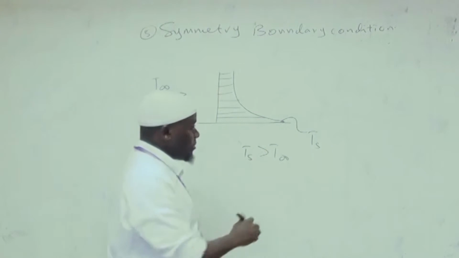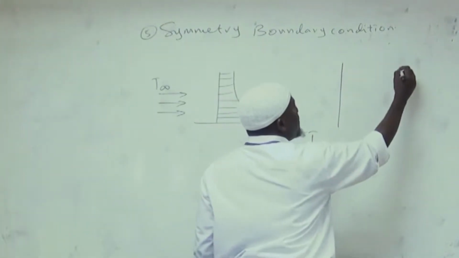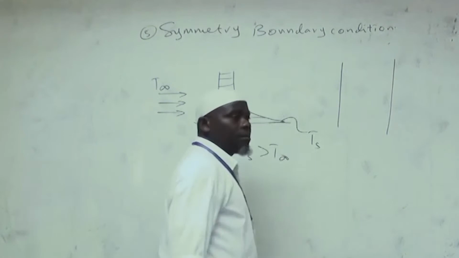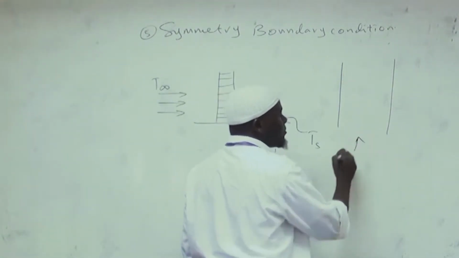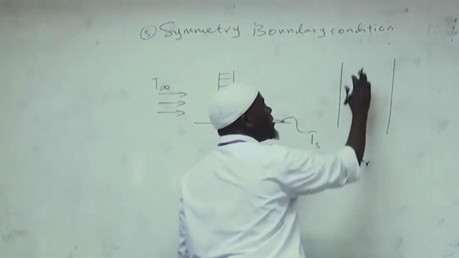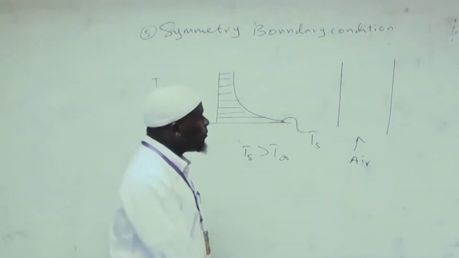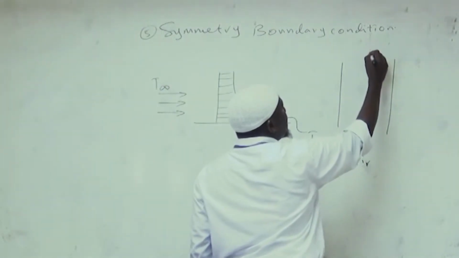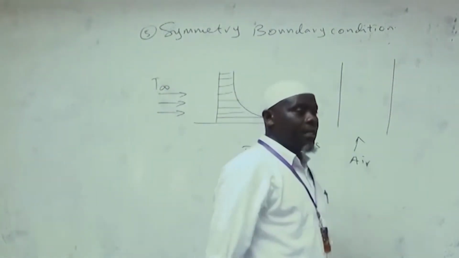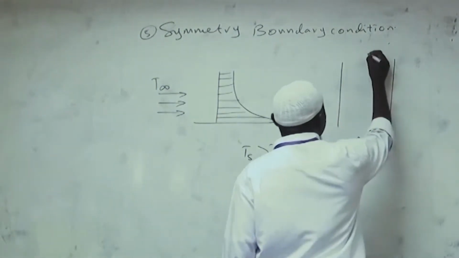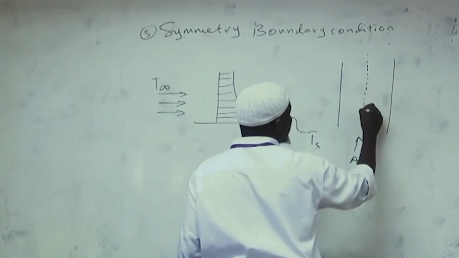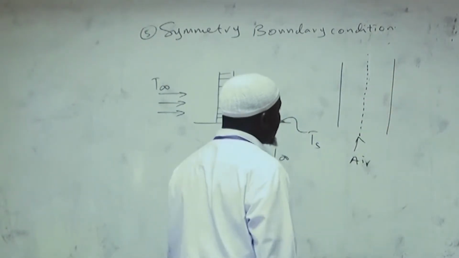In a similar fashion, if I have vertical plates, and a fluid is flowing, let's say air flowing across these two plates, we have a symmetry like this. When we say symmetry, it means we divide something into two equal parts. Whatever happens on the left is the same as what happens on the right-hand side. So we divide this plane into two like this.